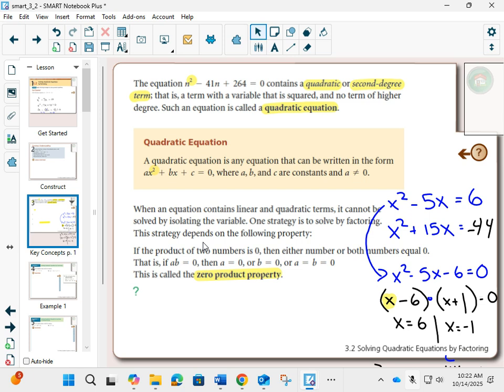And check it out. 36 minus 30 is 6, so 6 works. And -1 squared would be 1. Minus 5 times the -1 would be plus 5. And 1 plus 5 is also 6.